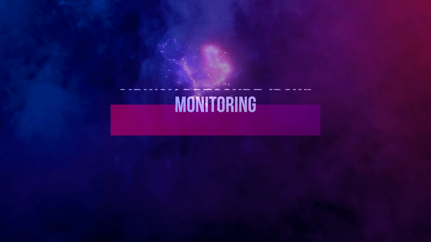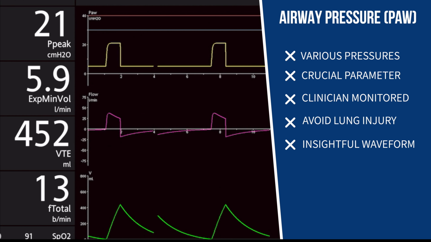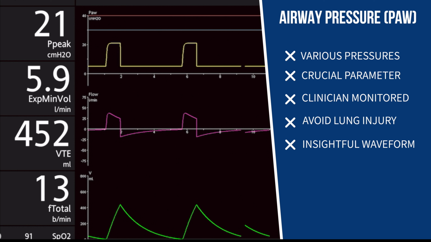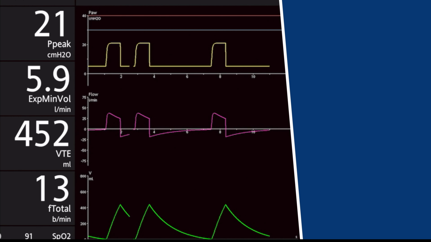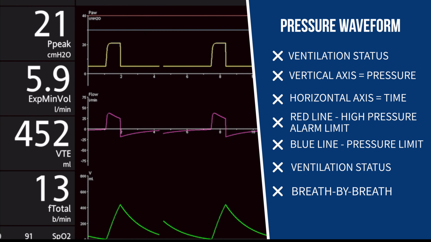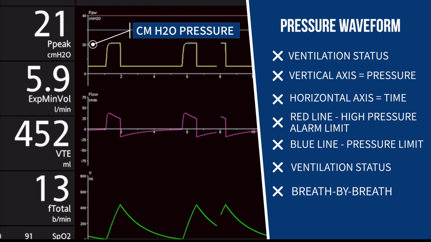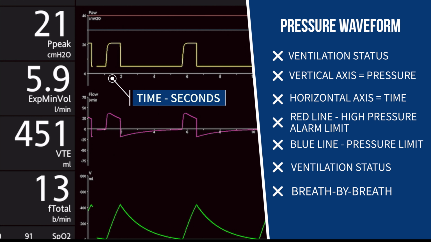Airway pressure, PAW, is the pressure within a patient's airways on a mechanical ventilator. Monitoring airway pressure is crucial for ensuring adequate ventilation without causing damage to the patient's lungs. The Hamilton T1 provides clinicians with a pressure waveform that offers valuable insights into the patient's breath-by-breath ventilation status in relation to pressure. The vertical axis of the pressure waveform corresponds to centimeters of water pressure, while the horizontal axis reflects time in seconds.